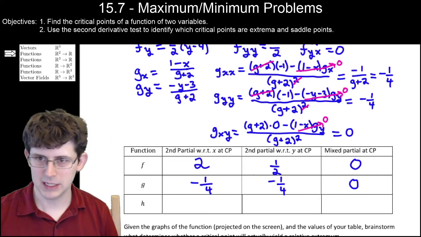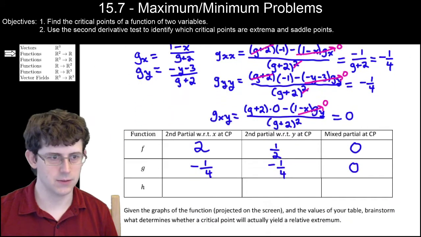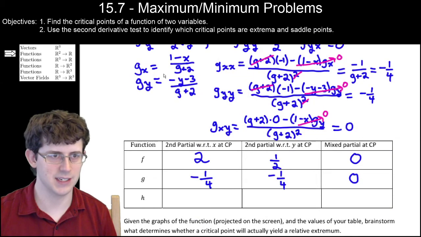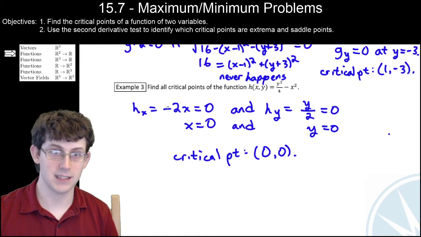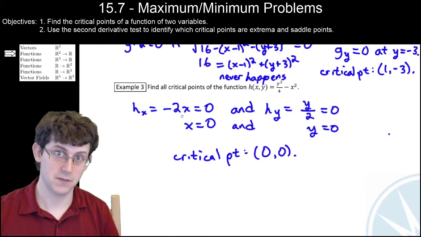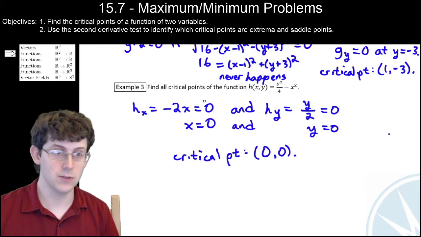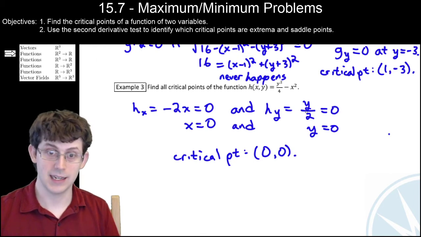Okay, this is a lot of busy work. The other one is really easy, right? Here hx was minus 2x, so the second derivative xx is going to be minus 2. The second derivative with respect to y is 1/2.